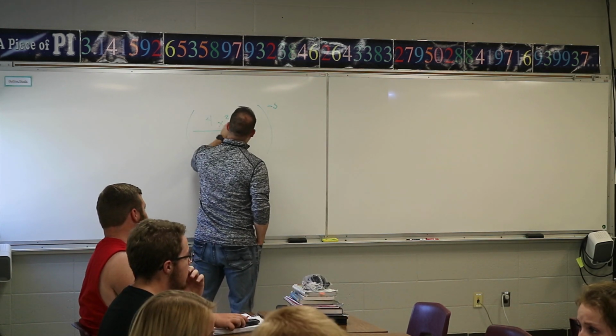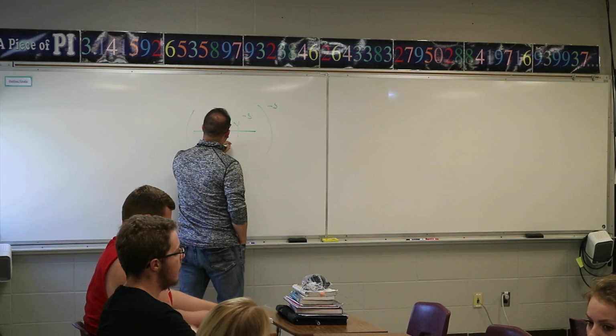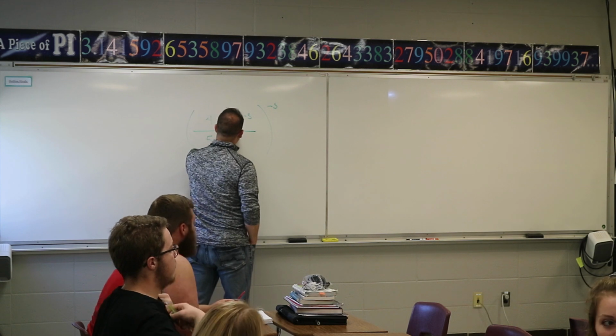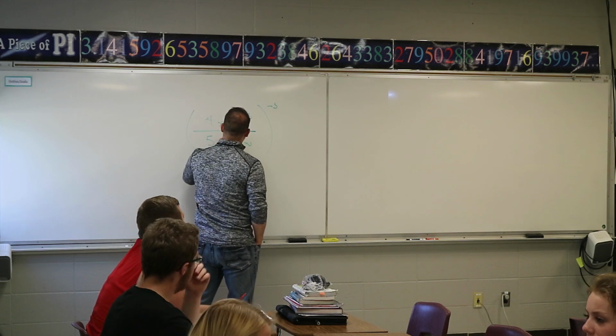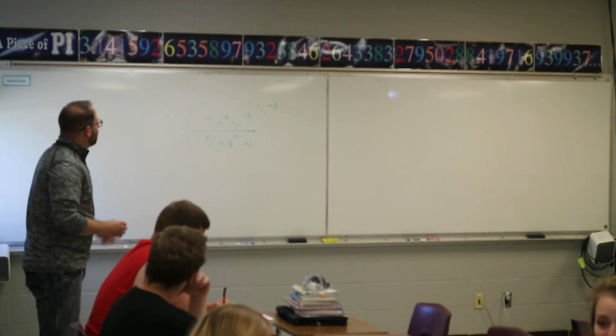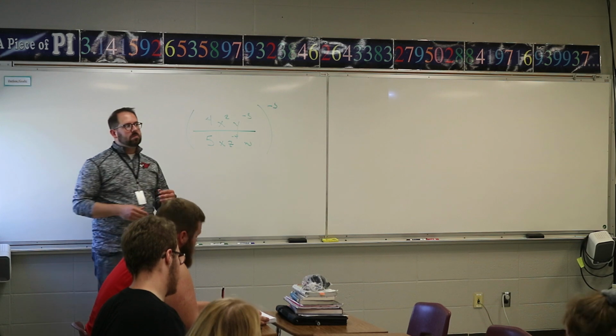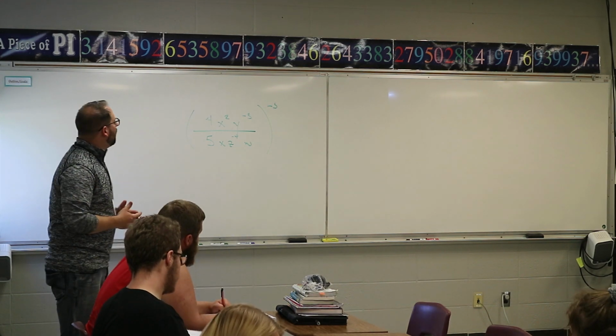4x squared y to the negative third, over 5x z to the negative fourth, and a w. Okay, throwing you in the deep end right away. Here we go. So we have multiple letters. We have multiple negative signs going on.